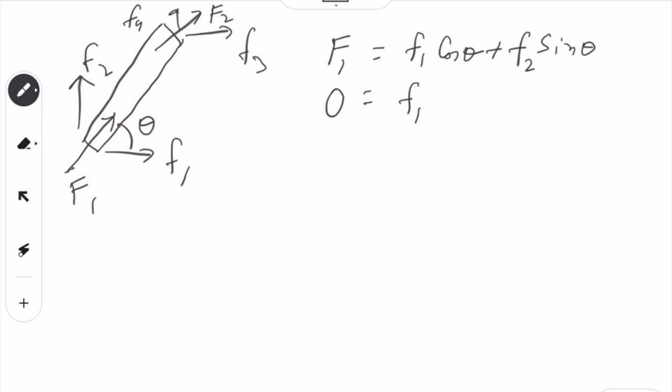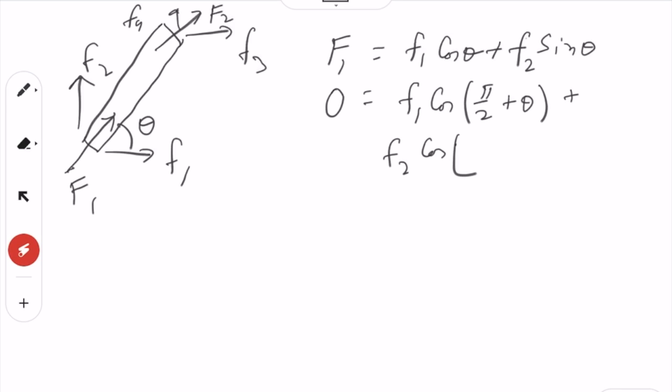So F1 cos of pi over 2 plus theta, plus F2 cos of... From here to here we have theta, here to here 90 minus theta, and we are taking the component here, and hence from here to here we will have theta degrees. So with 90 minus theta here, we have cos theta simply.